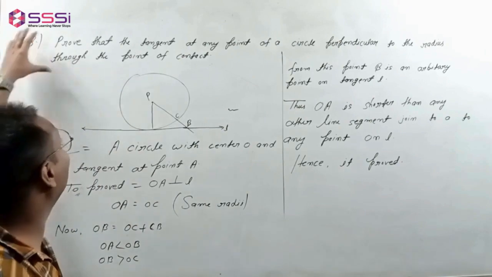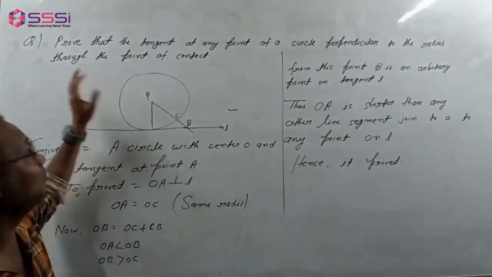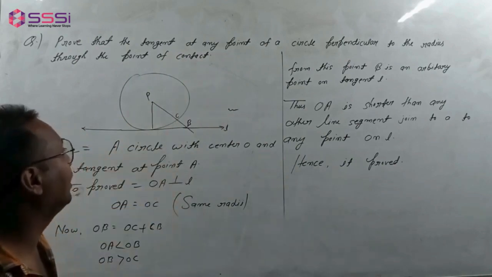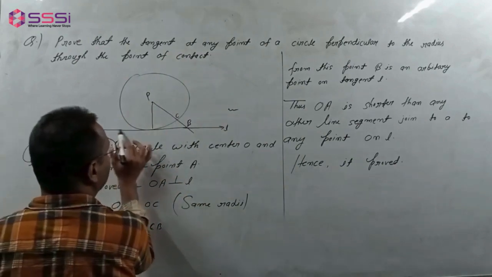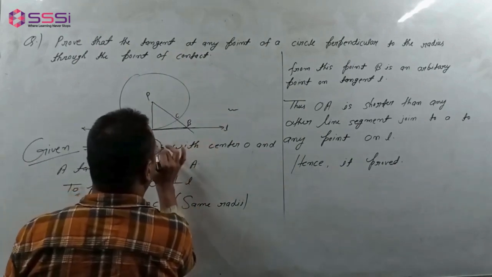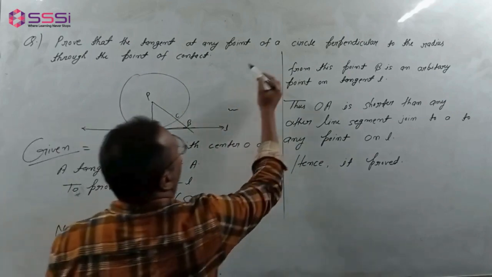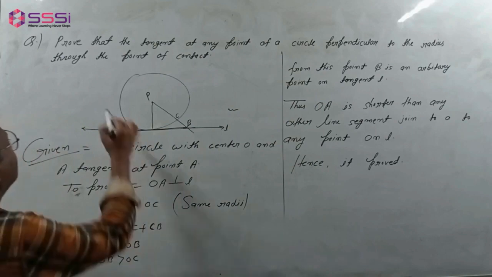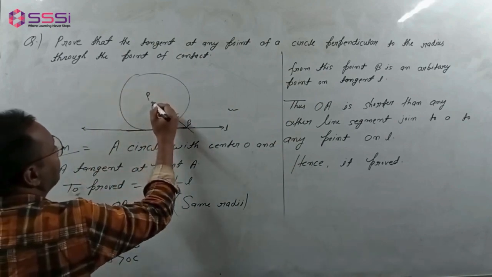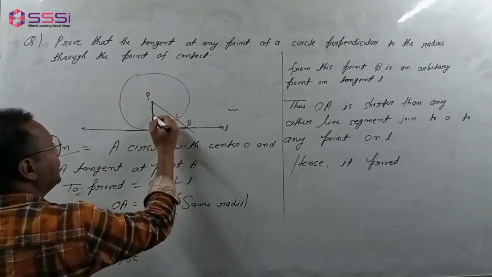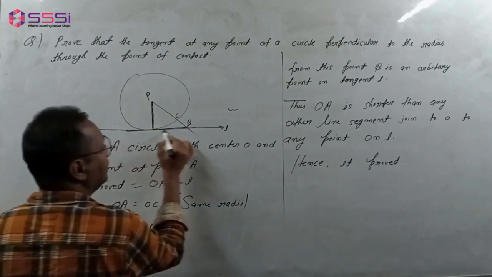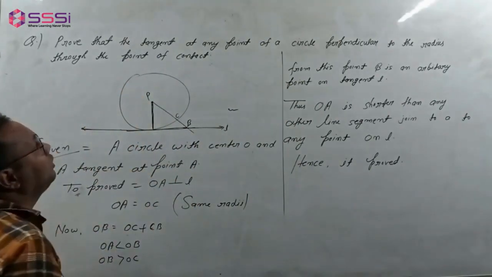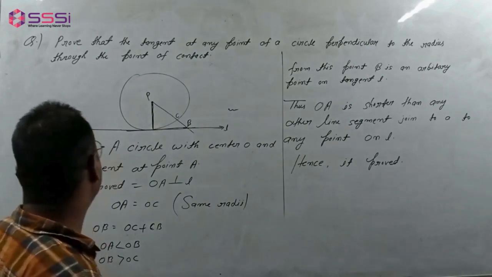So we are going to solve this question. Prove that the tangent at any point of a circle is perpendicular to the radius through the point of contact. This is our tangent, this is the radius, and this is the tangent through the point of contact.